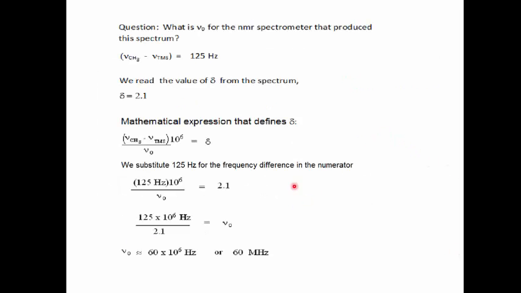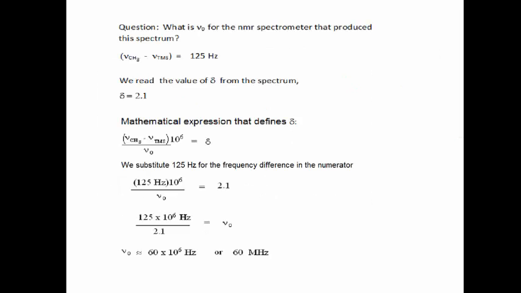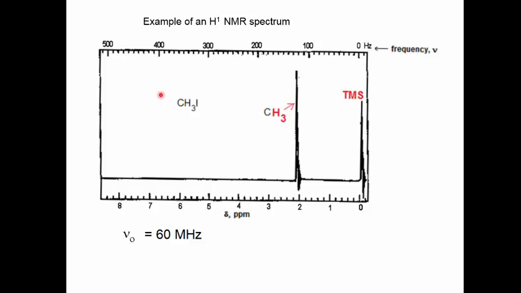Well, from the spectrum, you can see that the frequency difference between the methyl frequency and the frequency of the TMS is about 125 hertz. You can see that here, TMS 0. When you look at the value of the methyl frequency, it's about 125 hertz. From the spectrum, we read the value of delta for that signal, and it's about 2.1. You can see that here, about 2.1.